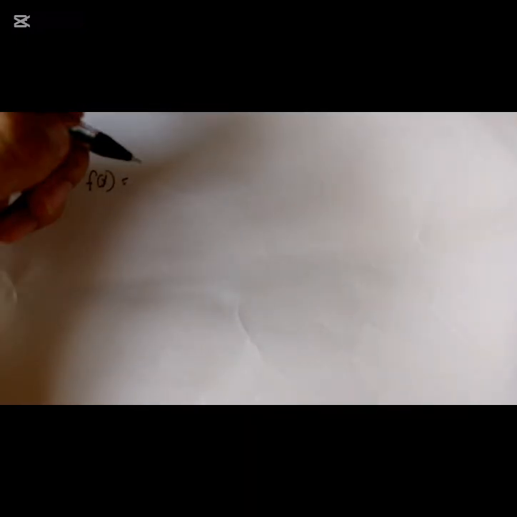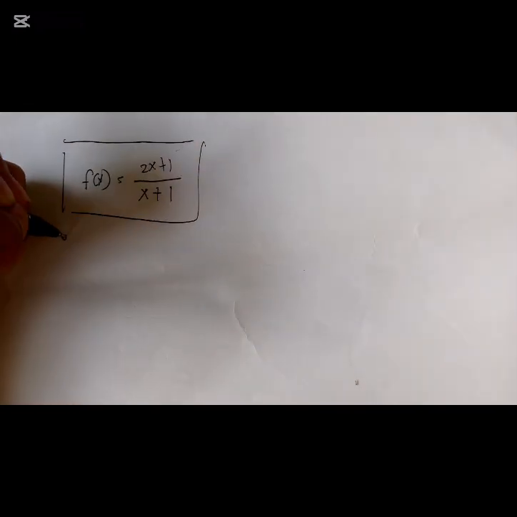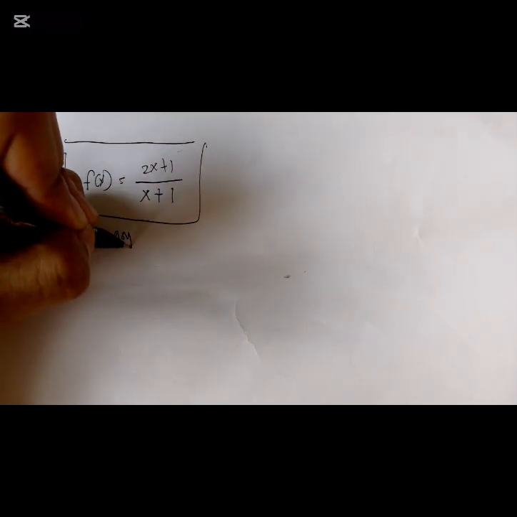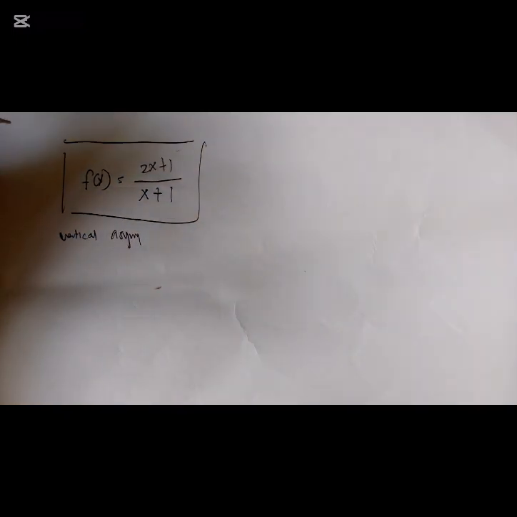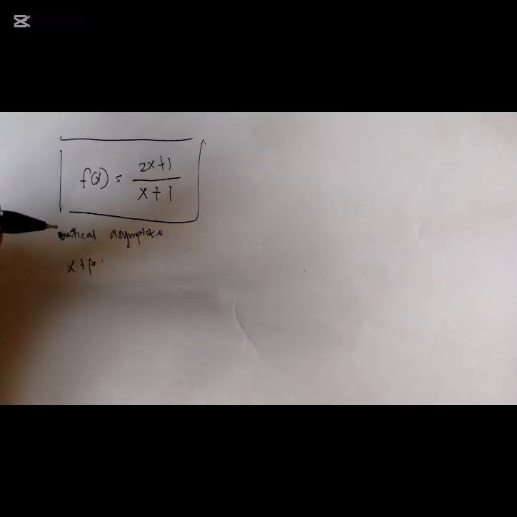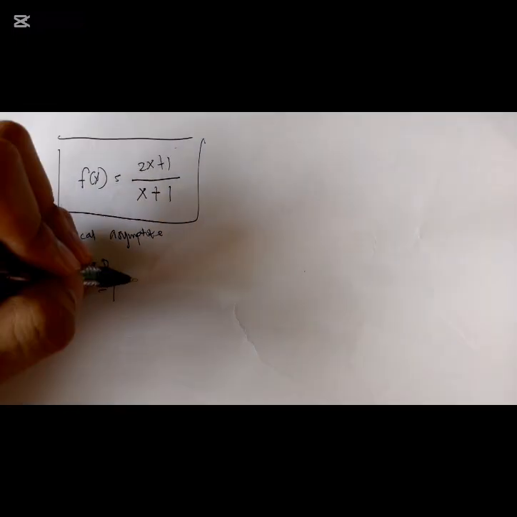Okay, let's have an example of finding the asymptote. Suppose that our function is f of x equals (2x plus 1) over (x plus 1). This is the completely factored form. We'll find the vertical asymptote first. Remember, the vertical asymptote relies on the denominator. So x plus 1 equals 0, so our vertical asymptote is x equals negative 1.